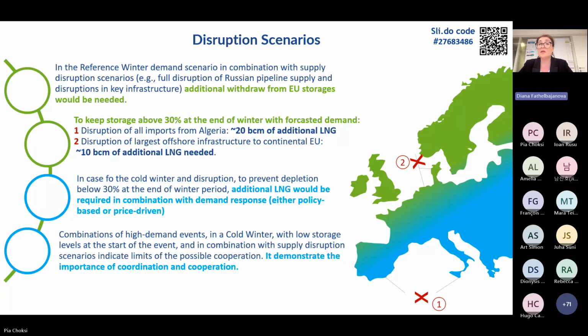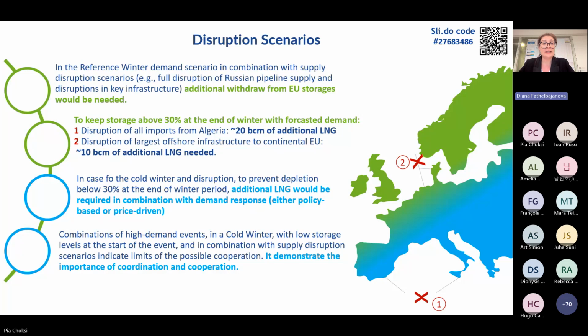However, in the case of a cold winter combined with the disruptions, preventing storage from falling below this 30% limit at the end of the winter period would require additional LNG along with the demand response measure, either policy-based or market-driven. And when we combine high demand events in a cold winter with low starting storage level and supply disruption, so really a very extreme situation, we start to see the limits of possible cooperation. So this clearly demonstrates the importance of coordination and cooperation across the EU.